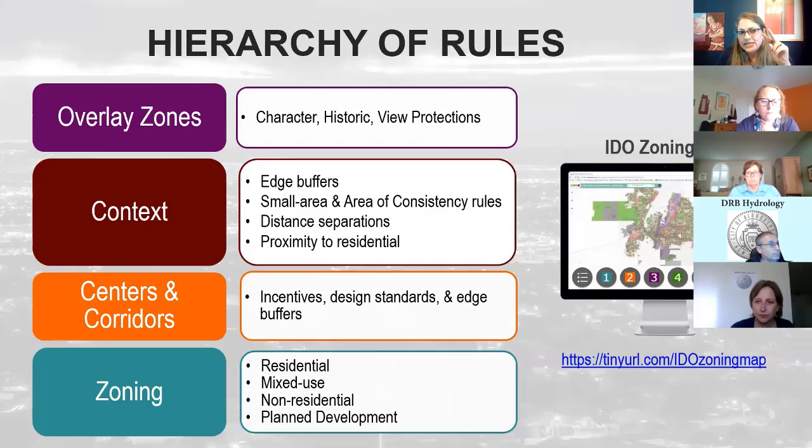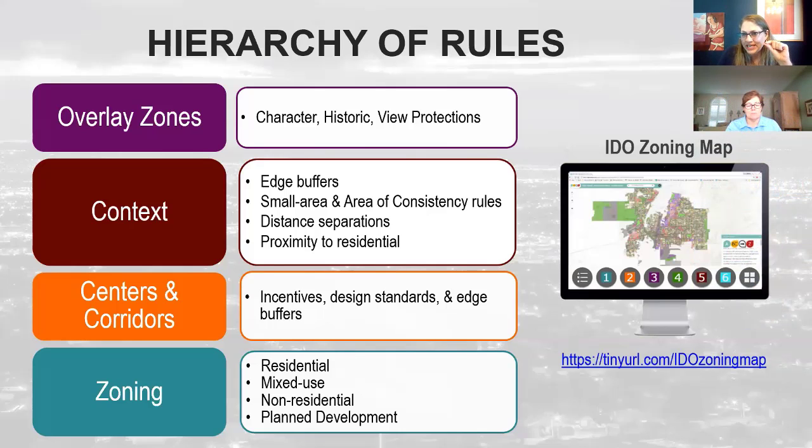The second thing that kicks in are any rules about context. So that's where I might be next to major public open space. The next layer of rules that kick in are the center and corridor rules. These are incentives for development. They're design standards, in other words, a carrot and a stick. Edge buffers, also a stick, that apply kind of next. And then lastly are all the rules that apply based on your zoning.